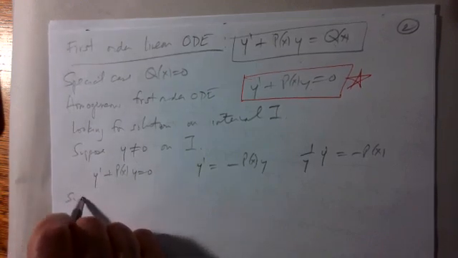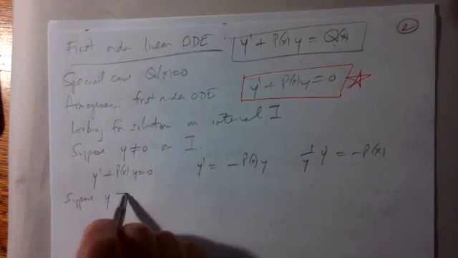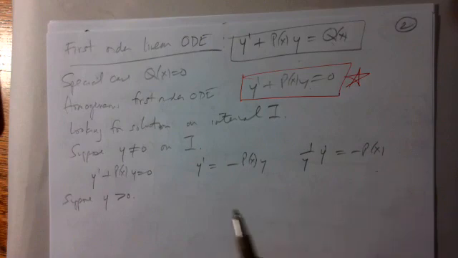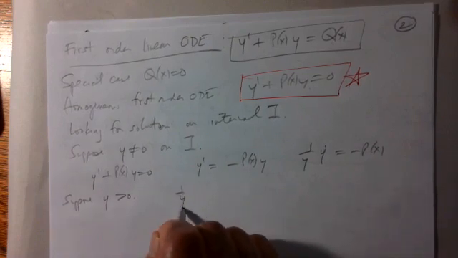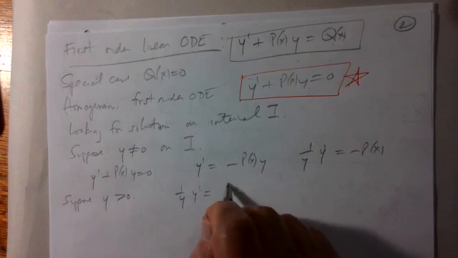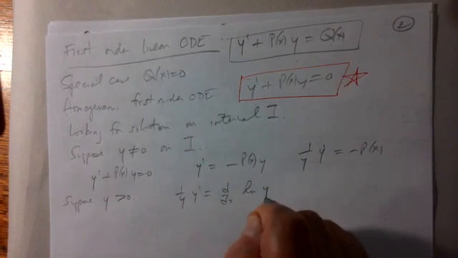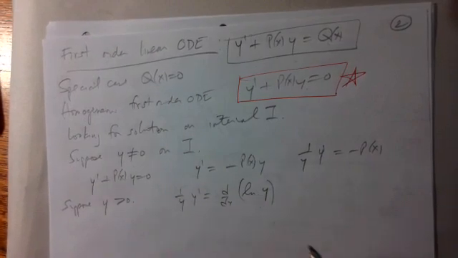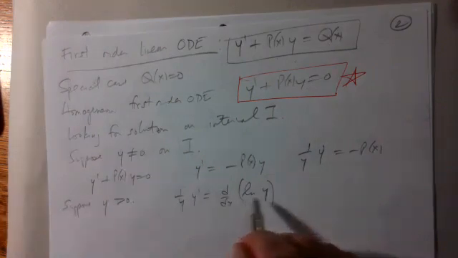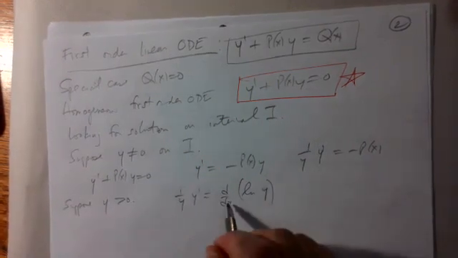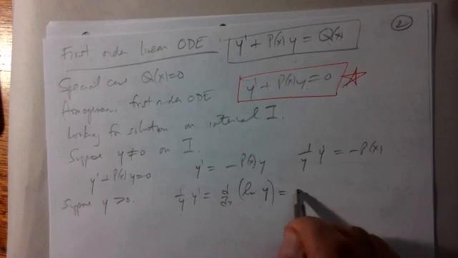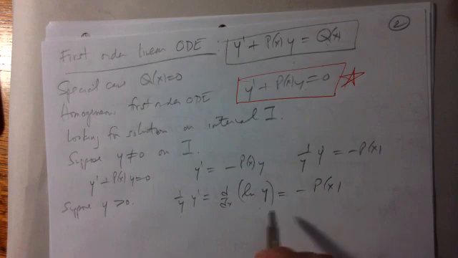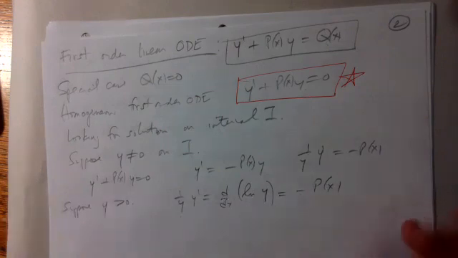So suppose y is not only non-zero, but suppose y is positive. In that case, the logarithm of y is defined, and (1/y) y' is exactly the derivative of the natural log of y. When you differentiate this by the chain rule, you get (1/y) y'. So what we have is (1/y) y', which is the derivative of the logarithm, is minus p(x). And now you just integrate.